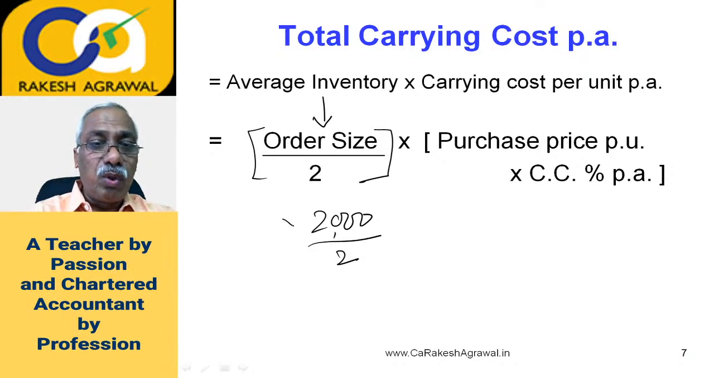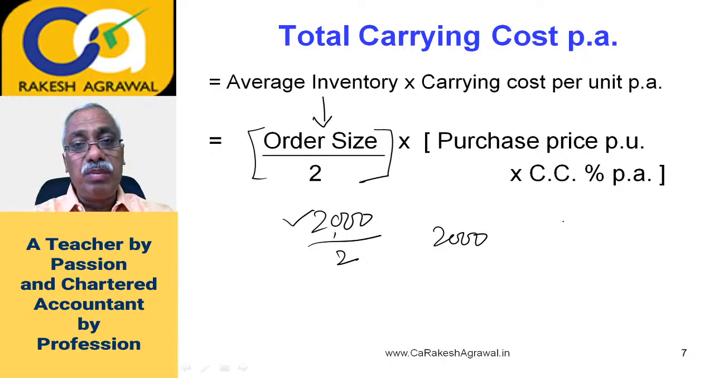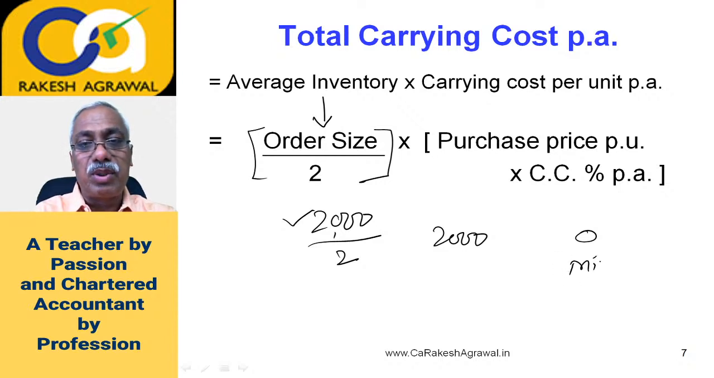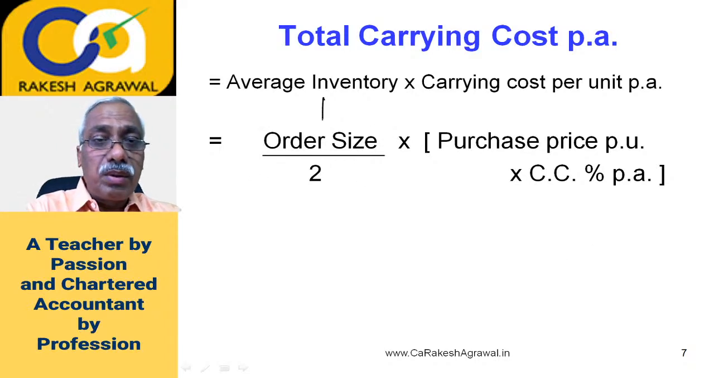Now what logic is used here to calculate this average? If you are giving an order for 2,000 units, when you receive the delivery of 2,000 units, your stock level will jump to 2,000. And if you consume this raw material, the minimum it can become is 0. Minimum possible, right? We will not allow the stock to become 0, but that is the minimum. So this is your minimum stock, and maximum is what you order from the supplier and receive. So 2,000 plus 0 is 2,000 divided by 2, that is minimum plus maximum divided by 2. From that logic they have calculated average inventory. So average inventory is order size divided by 2. This is the formula of average inventory.